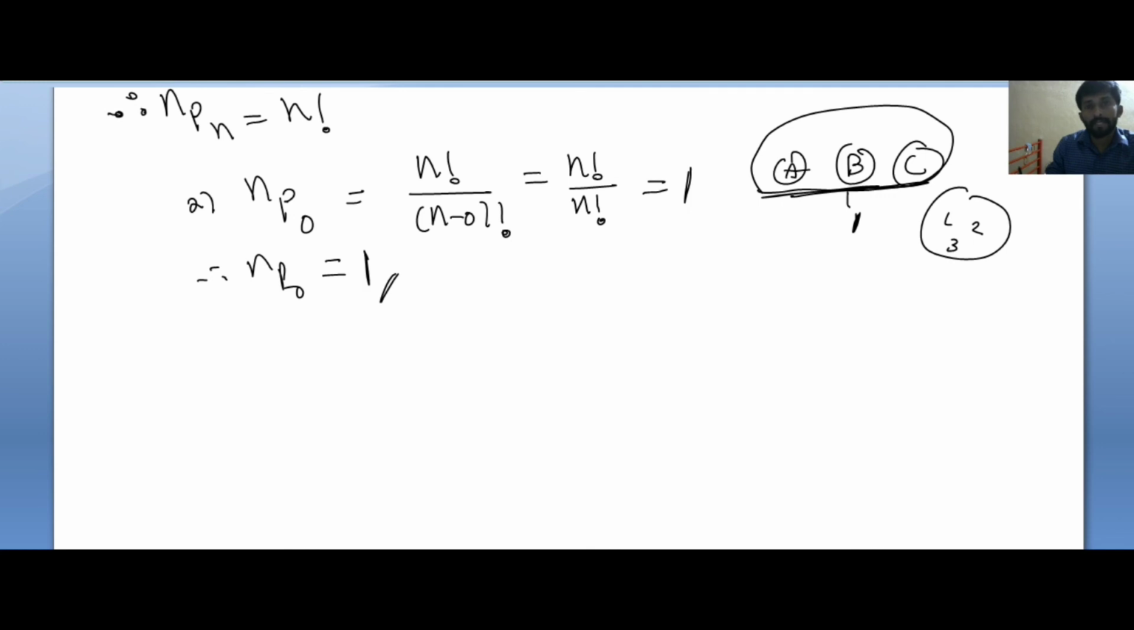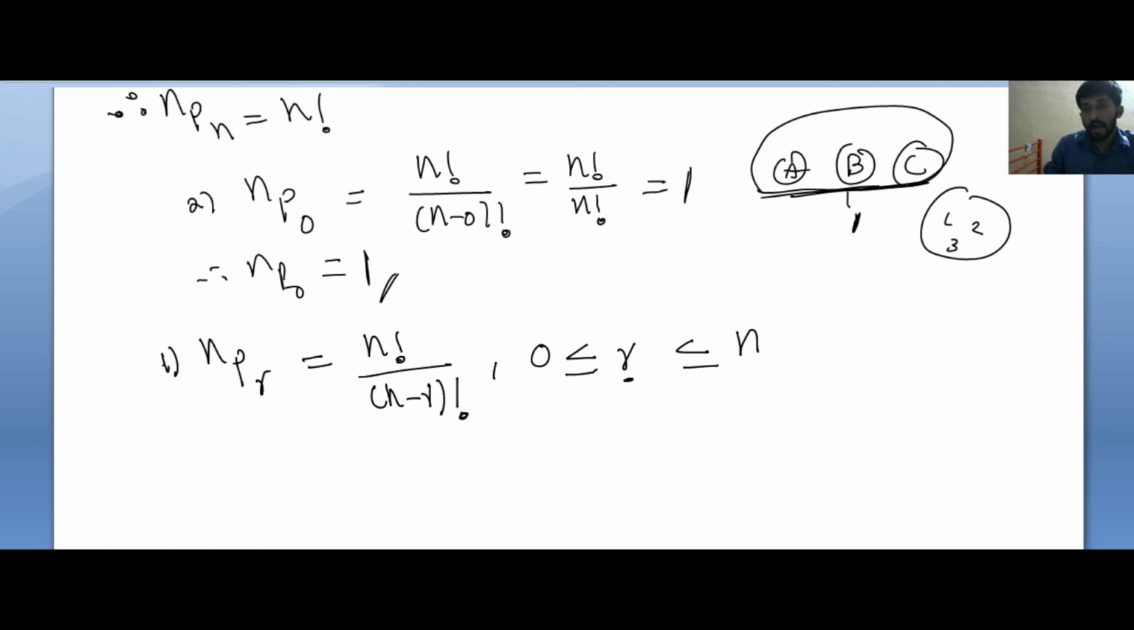Just remember, permutation means arrangement of objects in a particular order. Here order is very important. And if n distinct objects are given and you are selecting r objects from n objects, then it is denoted by nPr, and the formula is nPr is equal to n factorial divided by n minus r factorial. Condition is 0 less than or equal to r, r less than or equal to n. That means r value maximum is equal to n and r value minimum is equal to 0.